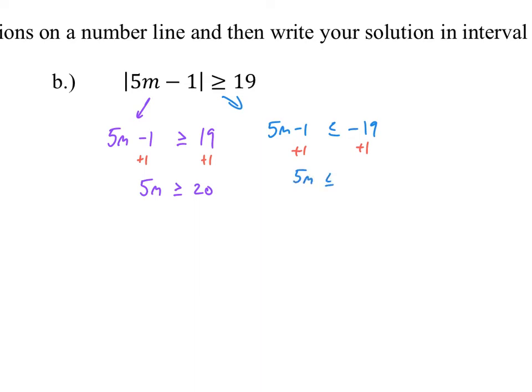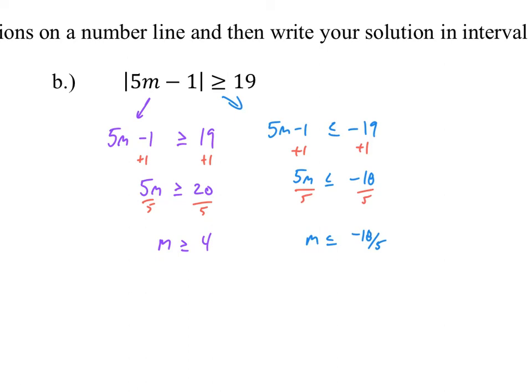5m is less than or equal to negative 18. So m is greater than or equal to 4. And 18 divided by 5 does not reduce. Okay.